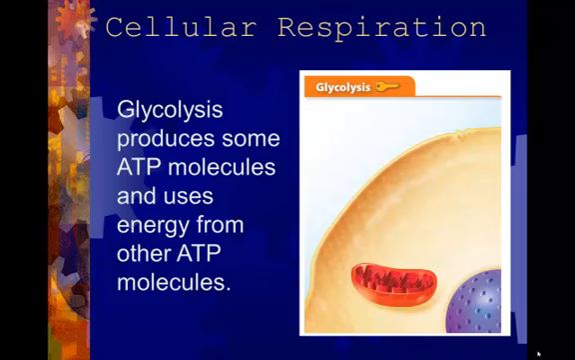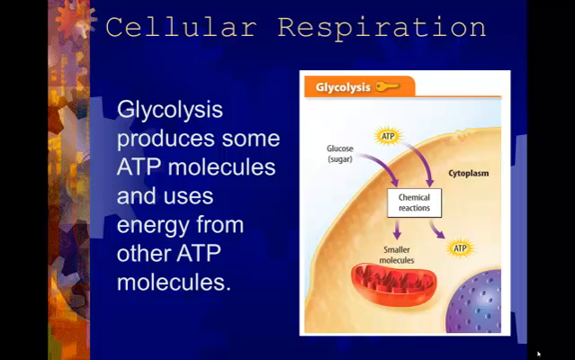Now, in glycolysis, as you can see by the diagram there, the cell is taking in glucose, and the cell actually has to use some ATP, some energy, to do this. It gives off a little bit of energy, and the glucose breaks down into smaller molecules. Then it goes into the mitochondrion, and it's in the mitochondrion that you're really going to get the excess ATP, the stored, ready-to-use chemical energy for the cells.